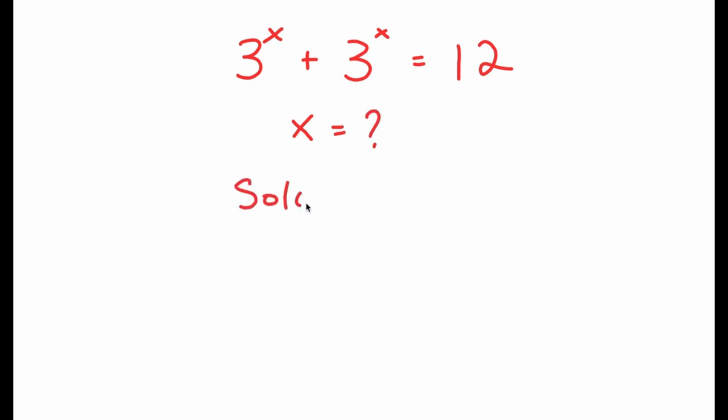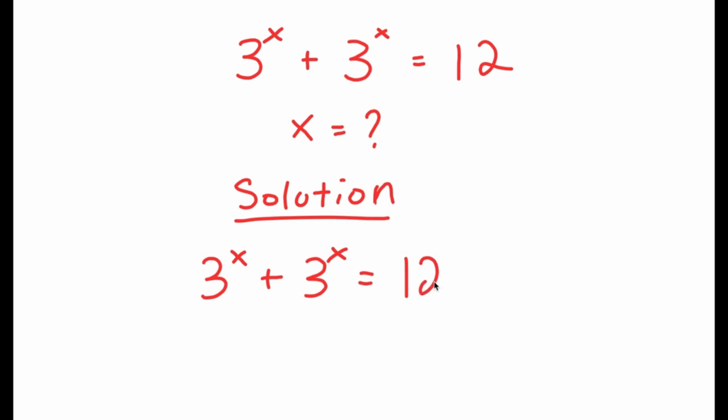Alright, so in this video, I'm going to solve the equation 3 to the power of x plus 3 to the power of x is equal to 12. So, my only variable in this equation is x, so that's the variable I'm going to be solving for. And now for my solution. So I have 3 to the power of x plus 3 to the power of x is equal to 12.